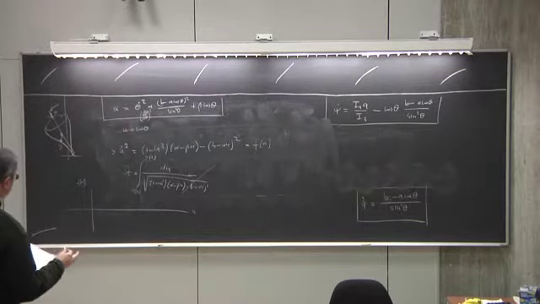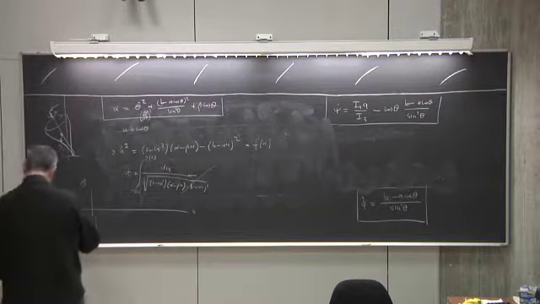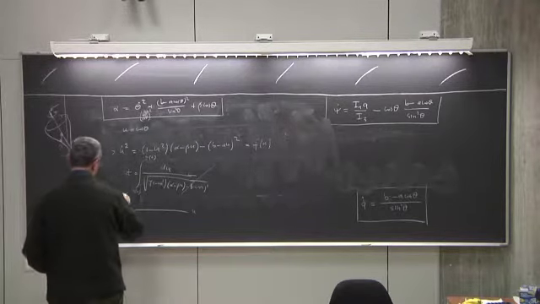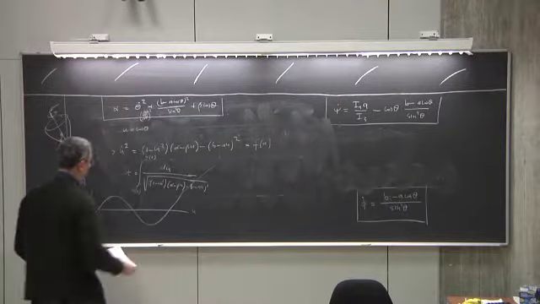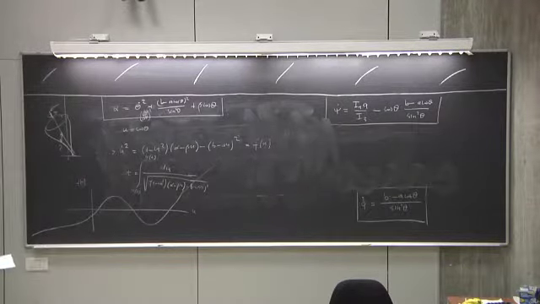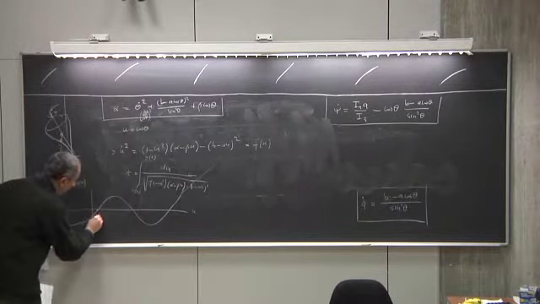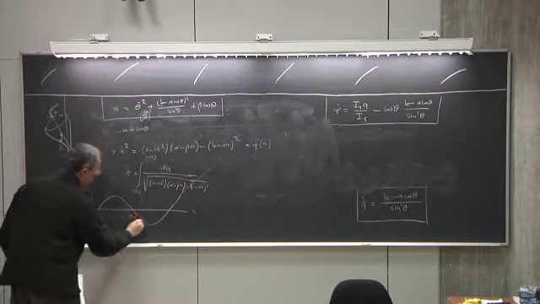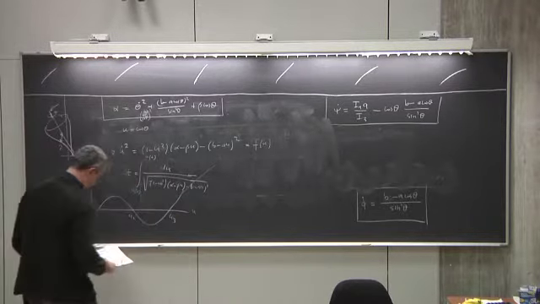Then there are three roots. So it must be doing something like this if you connect these two. Meaning that it has one root here, and one root here.